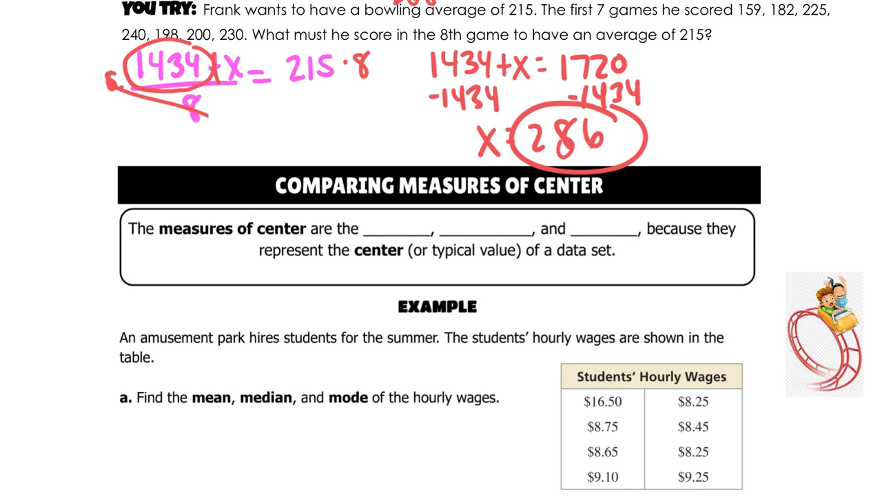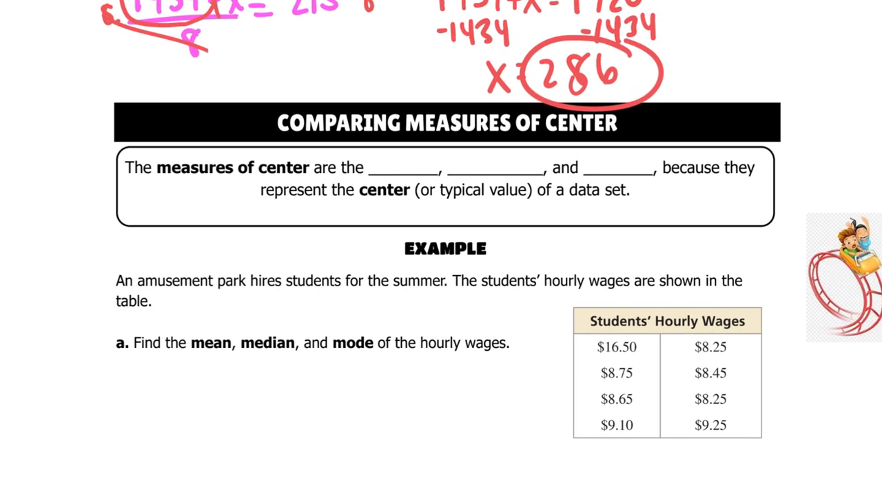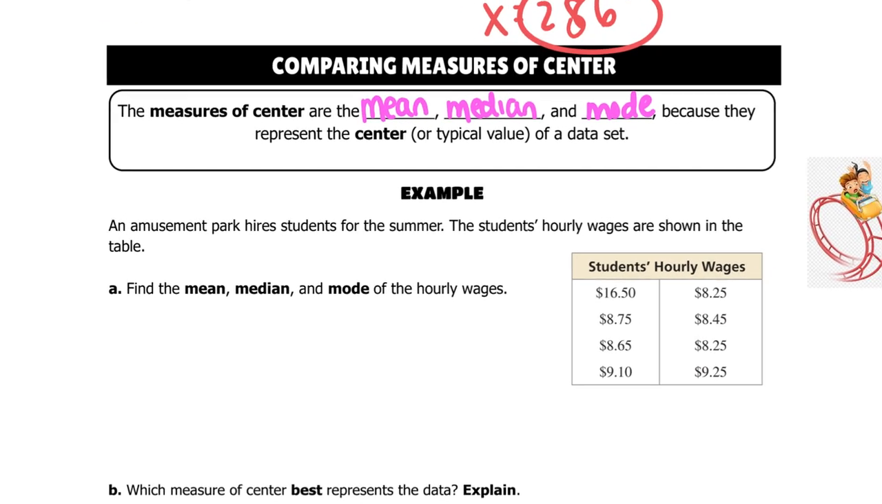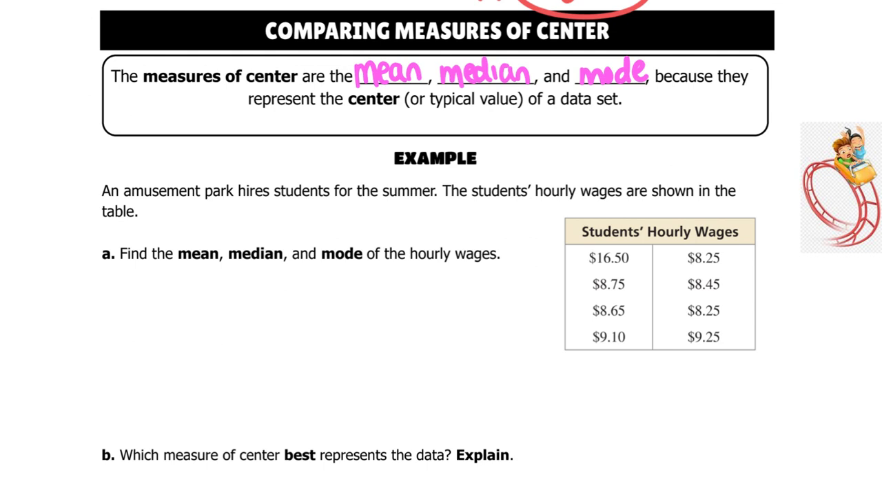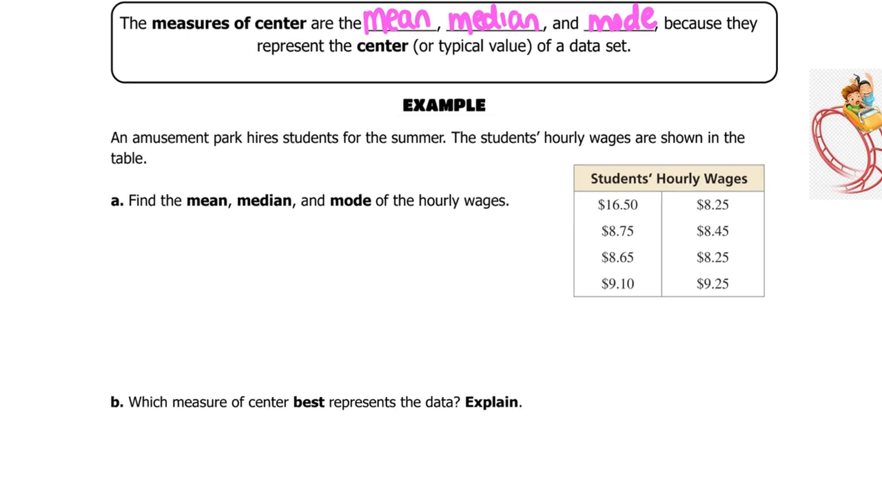So the next thing is talking about comparing measures of center. So measures of center are all these that we're talking about. So it's the mean, the median, and the mode. They typically represent the center of a data set. So it wants us to find the mean, median, and mode of these hourly wages. So I'm going to do that.